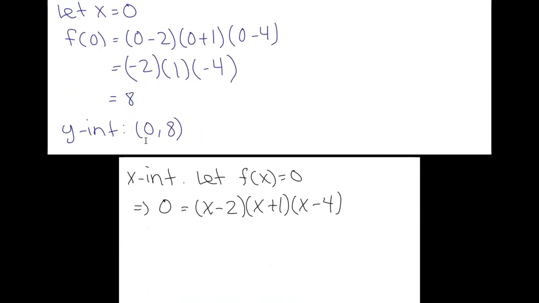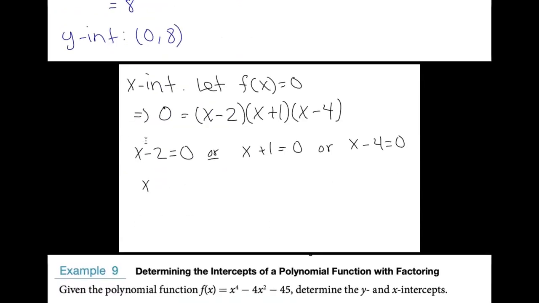All right, now let's apply that zero product rule. I have 3 things multiplying to give me 0. One of them has to be 0. So either x minus 2 is 0, x plus 1 is 0, or x minus 4 is 0. So solving, either x is 2 or x is -1, or x is 4.